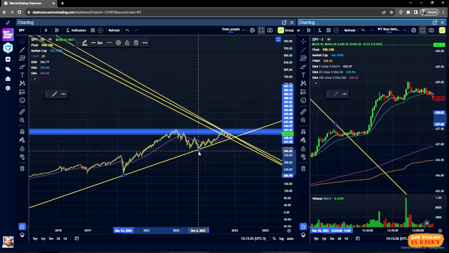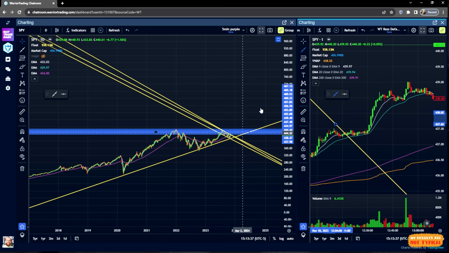There are times where you'll see, okay, we connected 1, 2, 3. This is a trend line here that's showing in 2023. This connects back to 2020. That's 3 years ago, right? So these are very significant technical levels that you have to be aware of.